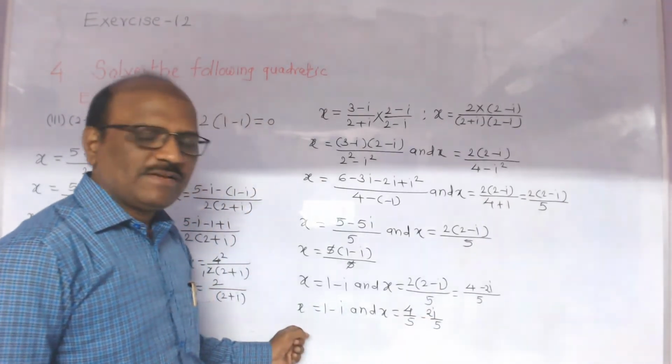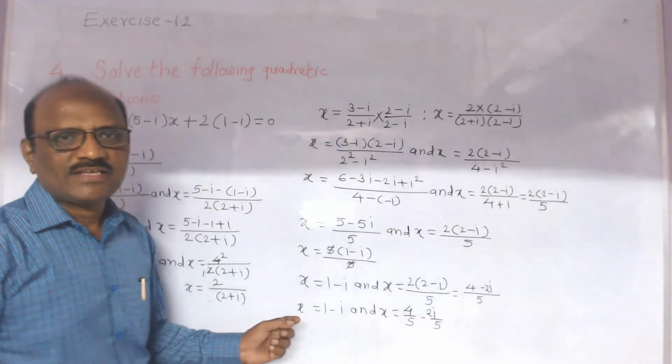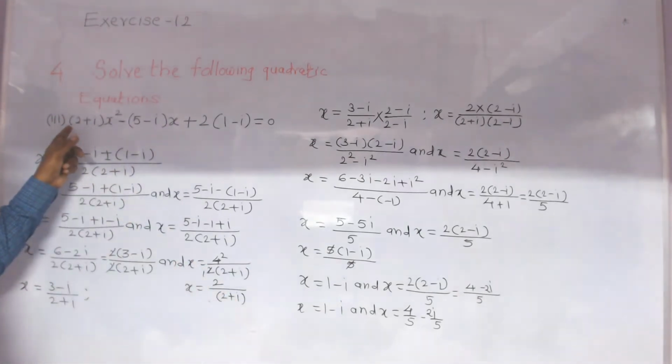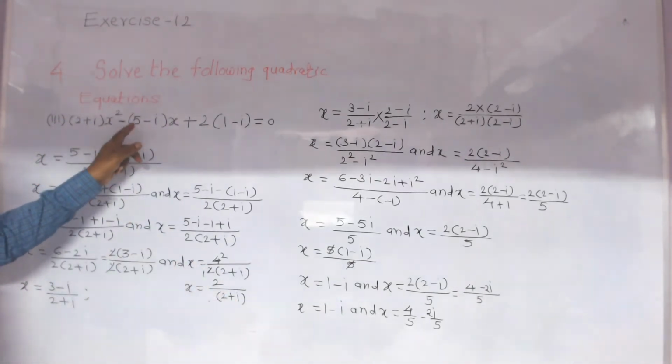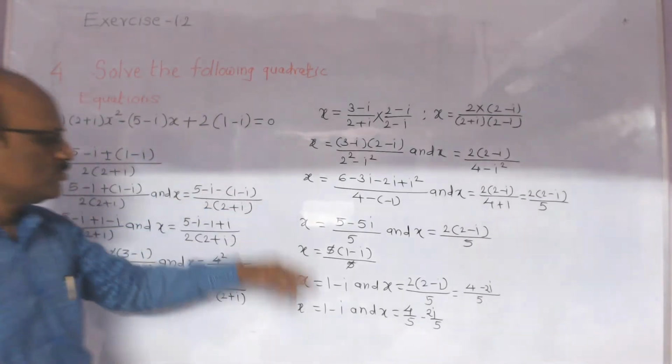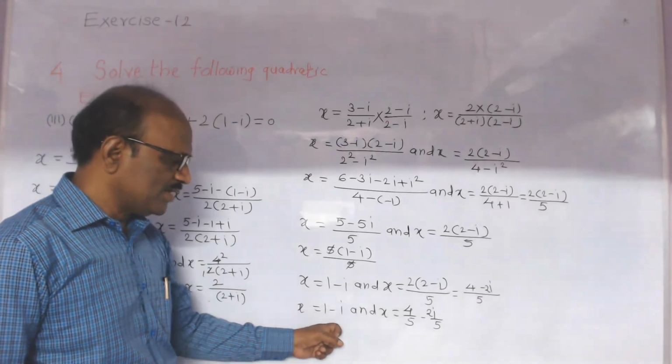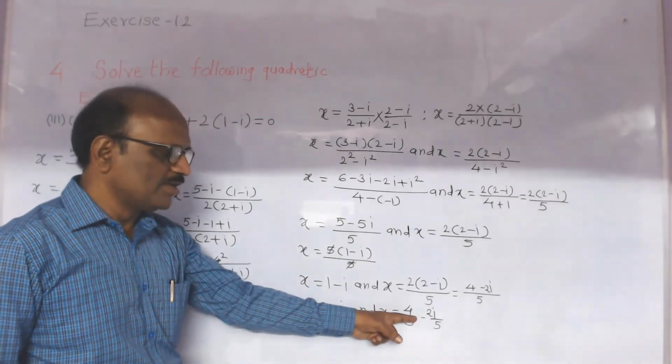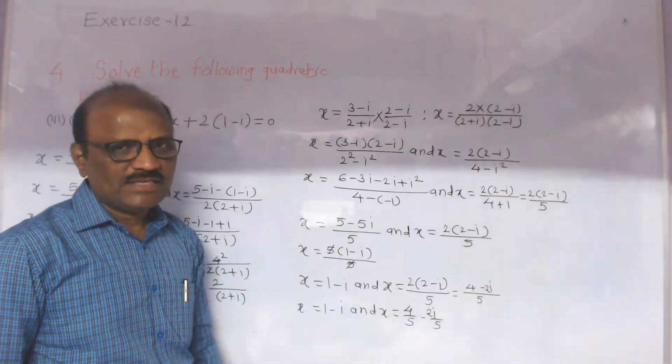Therefore the roots of this quadratic equation, that is (2 plus i) x square minus (5 minus i) x plus 2(1 minus i) is equal to 0, are x is equal to 1 minus i, and x is equal to 4 by 5 minus 2i upon 5. These are the roots of this quadratic equation.